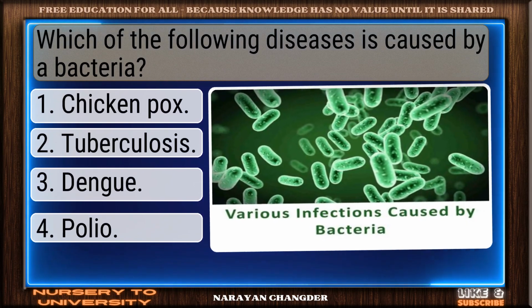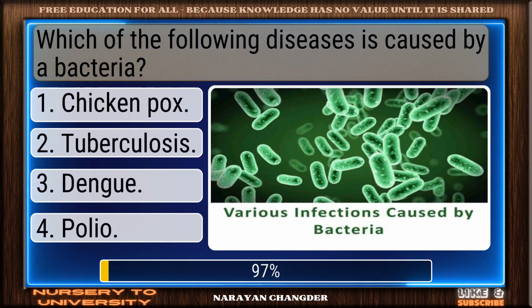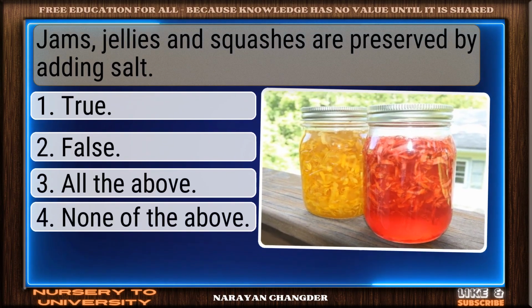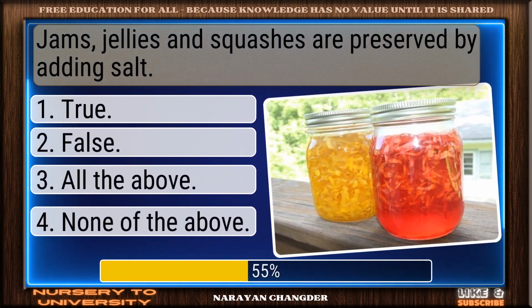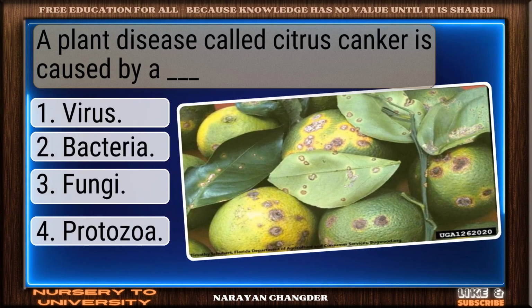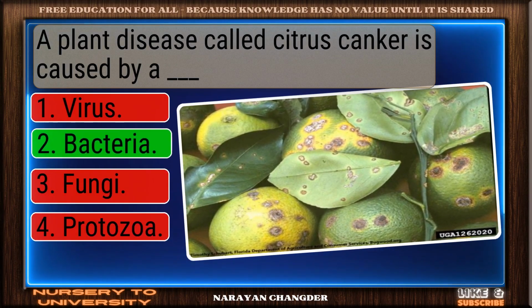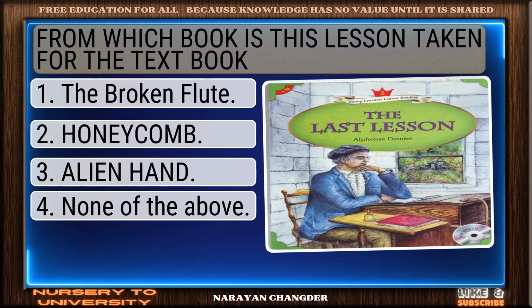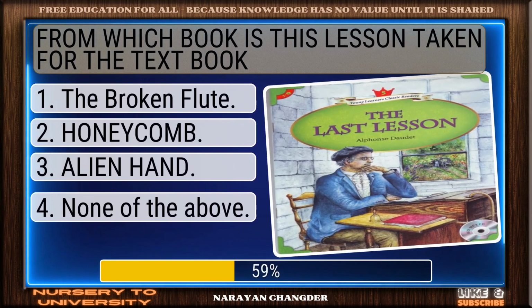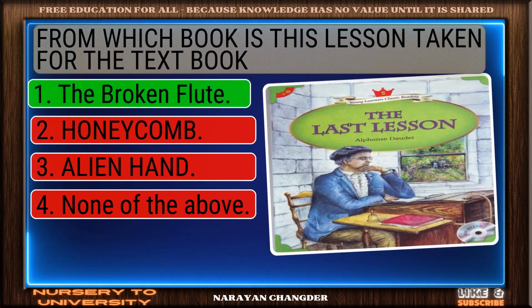Which of the following diseases is caused by a bacteria? Great thinking. Tuberculosis is the right choice. Jams, jellies, and squashes are preserved by adding salt. You got it. Your choice, false, is right. A plant disease called citrus canker is caused by a dash. Right choice. Bacteria is the best answer. From which book is this lesson taken for the textbook? Sharp thinking. The Broken Flute is the right choice.